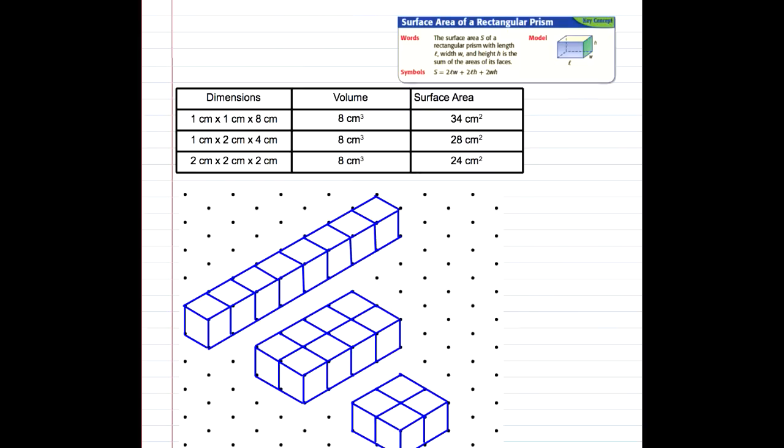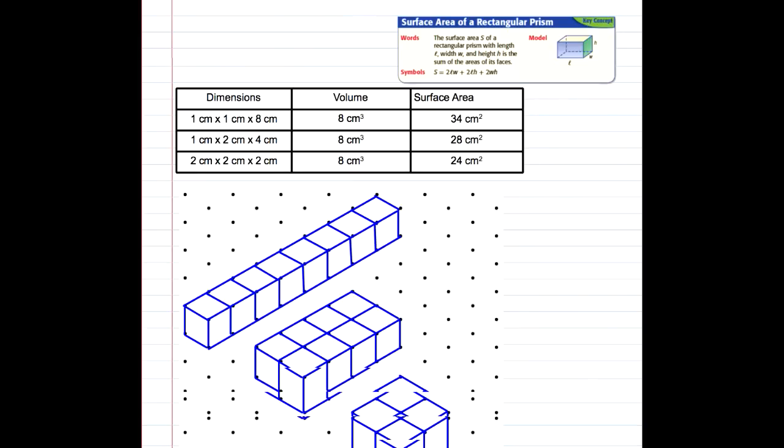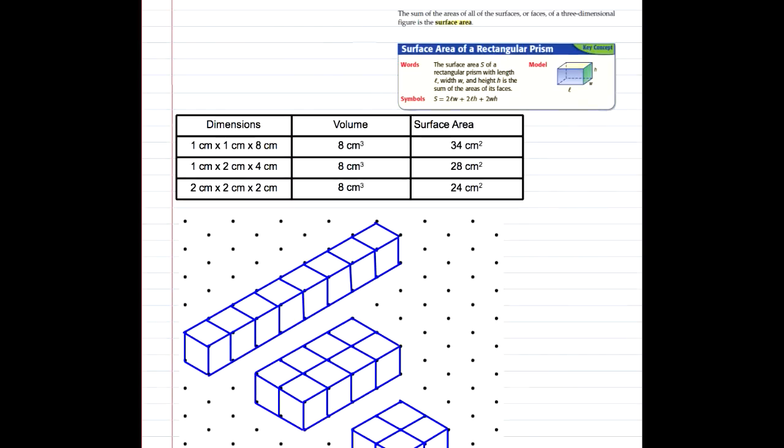The sum of the areas of all the surfaces or faces of a three-dimensional figure is called the surface area. The surface area S of a rectangular prism with length L, width W, and height H is the sum of each of the areas of the faces. Each of those faces has a congruent other face. So it's 2 times length times width plus 2 times length times height plus 2 times width times height to get surface area.